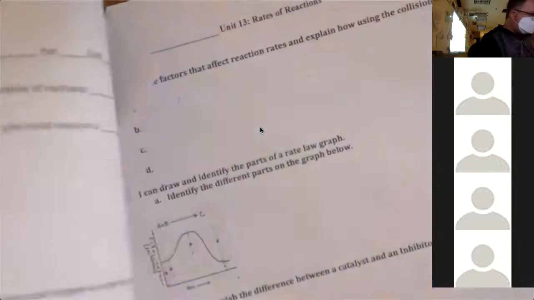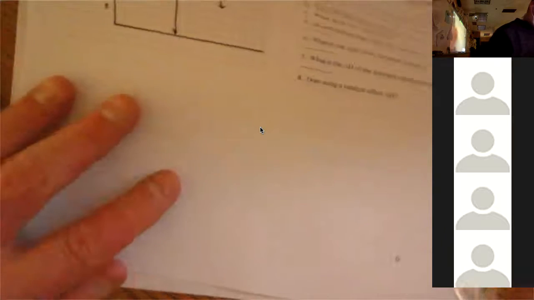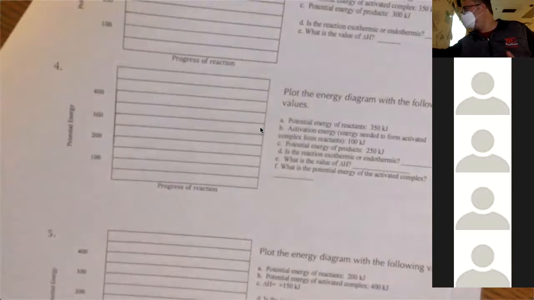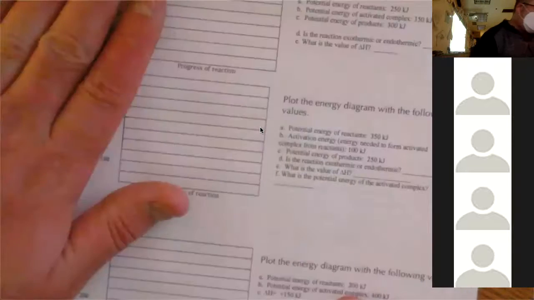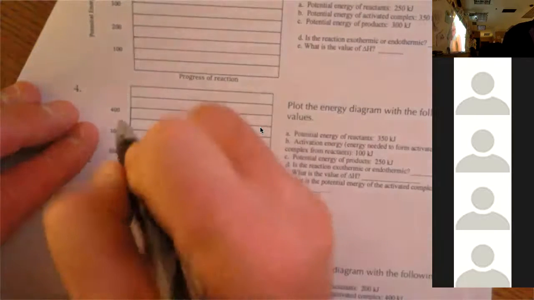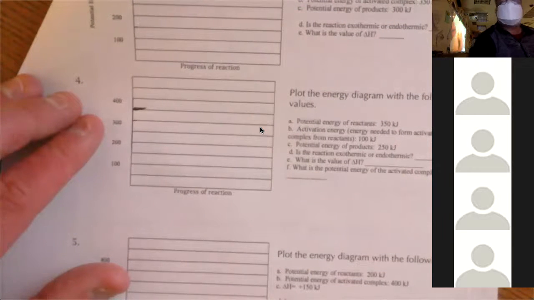Cool. So if we take a look, go to page 6 and 7. Similar questions there. 7's kind of neat because for 7, they want you to actually draw the line. So let's draw one. Plot the energy diagram with the following values. Potential energy of the reactants is 350, 100, 200, 300, 350. So there's my reactants. Says the activation energy needed to form is 100.